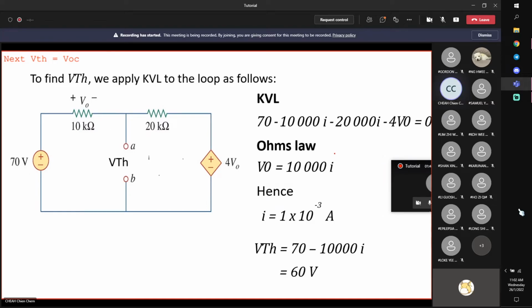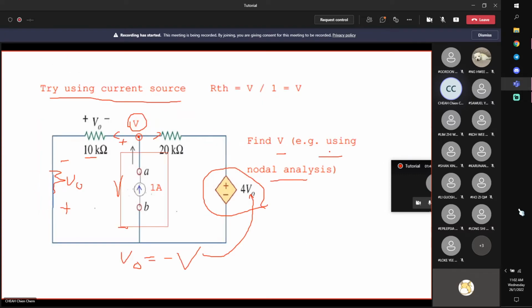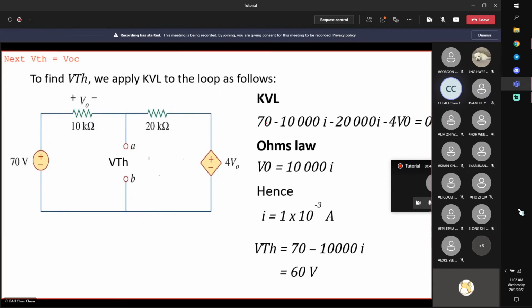Okay, we have only found RTH, by removing the load, pumping in the known source, and calculating RTH indirectly. Now is to find VTH. Remember, to find VTH is just to find the open circuit voltage across this terminal. So again, you need to use any method to solve these problems.